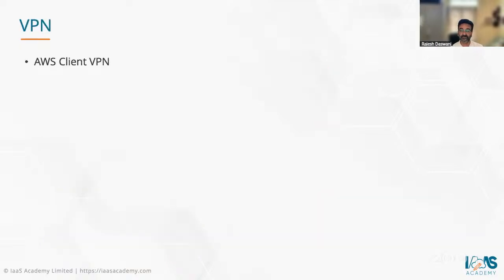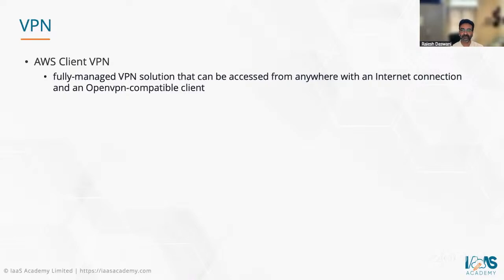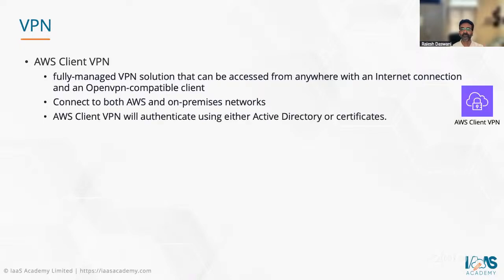Let's talk about VPNs. So you've got AWS Client VPN, which allows you to fully manage VPN solutions that can be accessed from anywhere with an internet connection using an OpenVPN compatible client. It will connect to both AWS and on-premises networks, and the client will authenticate using either Active Directory or certificates. So this is where you have, for instance, your laptop, and you want to set up a VPN connection into your VPC to access some resources in there.